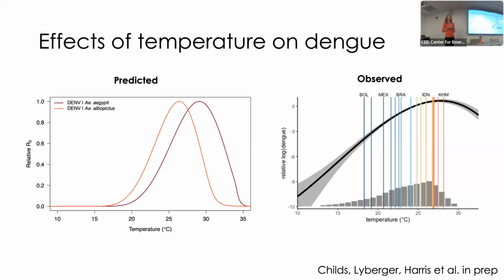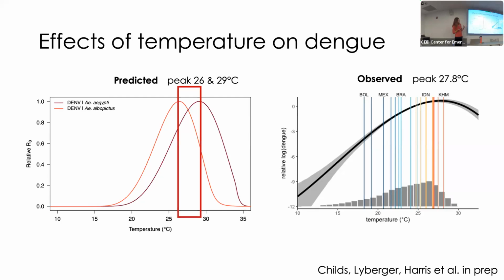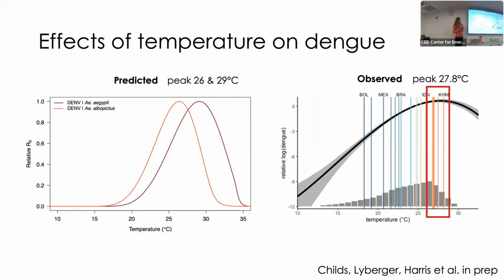We can compare that with our temperature dependent R0 model for Aedes aegypti and Aedes albopictus. So recall that Aedes aegypti R0 peaks at 29 degrees Celsius. For Aedes albopictus, it's about 26 degrees Celsius. If we compare these predicted thermal optima, 26 and 29, with our estimated response, we see that our peak at 27.8 is pretty much in the middle of those two, about what we would expect given the transmission by these two vector species.